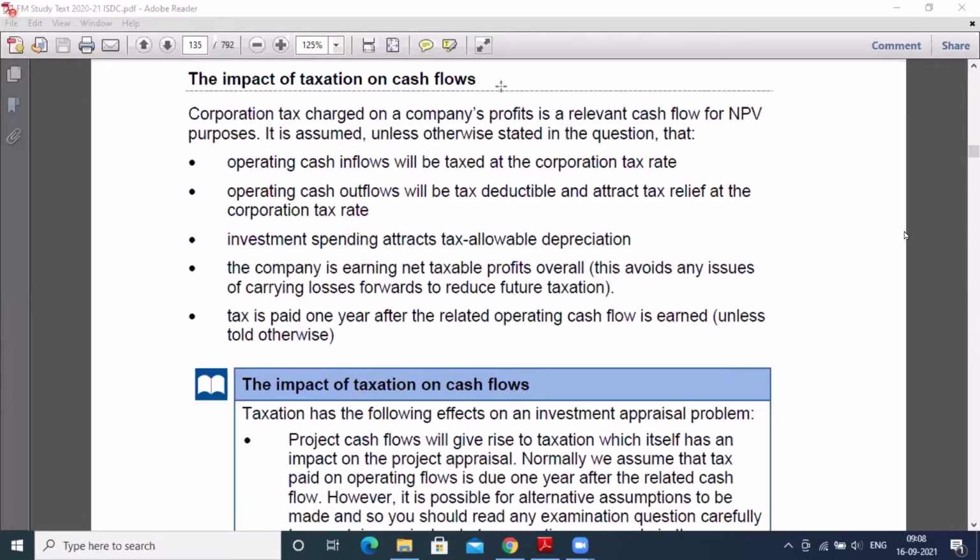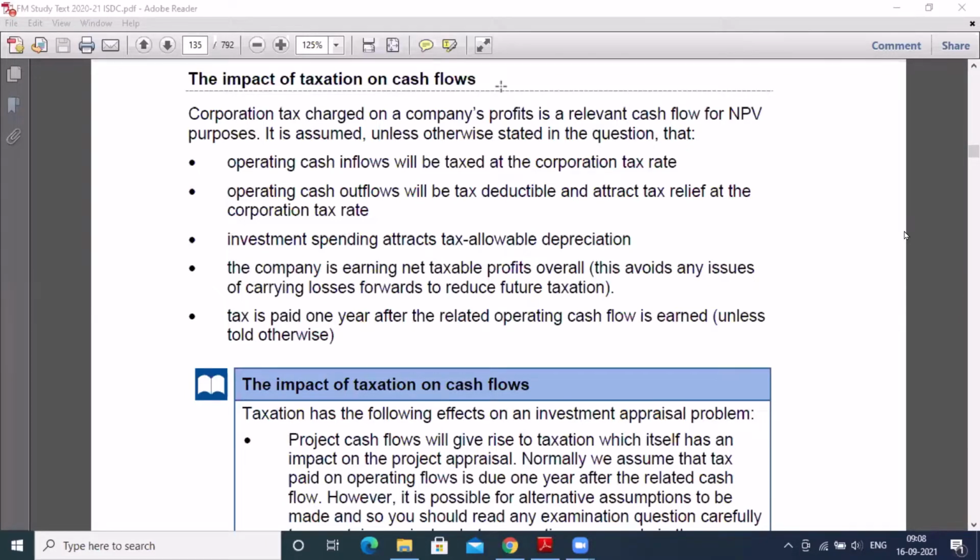Now it is assumed, unless otherwise stated in the question, very, very important, it is assumed unless otherwise specifically mentioned in the question that operating cash flows will be taxed at the corporate tax rate. It means that suppose a company's corporate tax rate is 30%, and their operating cash flows are 1 lakh, on that particular 1 lakh we'll be charging a tax of 30%. So the first statement you need to remember is that operating cash flows will be taxed at the corporate tax rate.